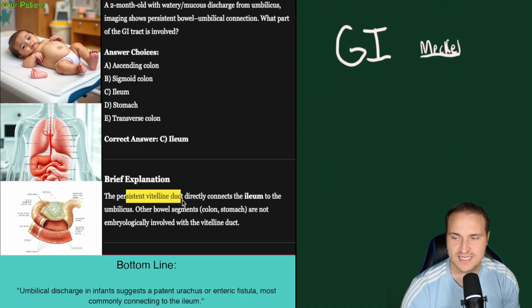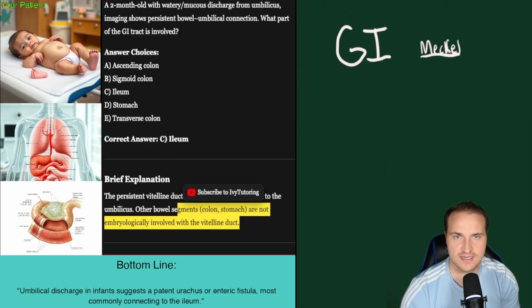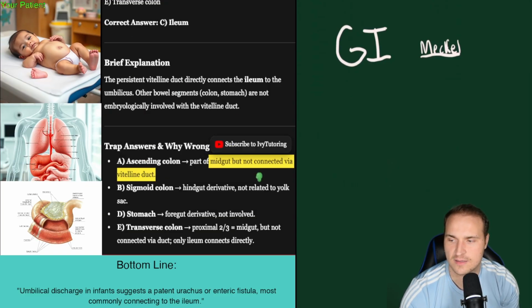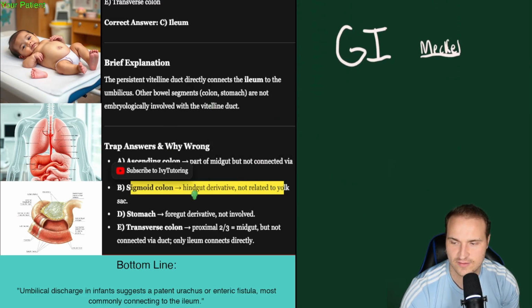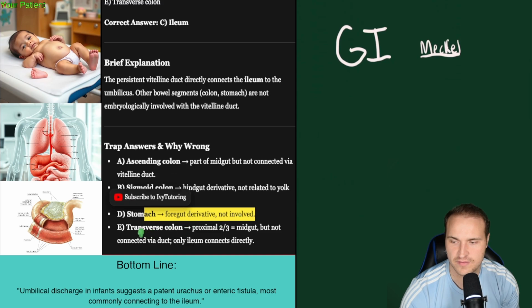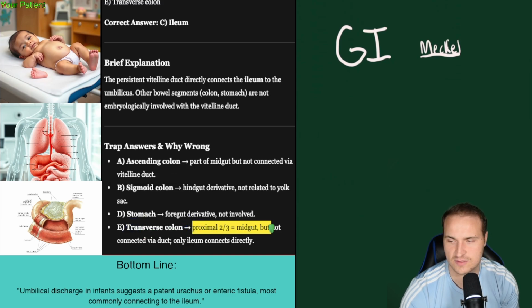So we have that a persistent vitelline duct connects to the ileum, and everything else is not involved in the vitelline duct. Not the ascending colon, part of the midgut, but not connected via the vitelline duct. Sigmoid colon is a hindgut derivative. The stomach would be a foregut derivative. Transverse colon, proximal two-thirds midgut.